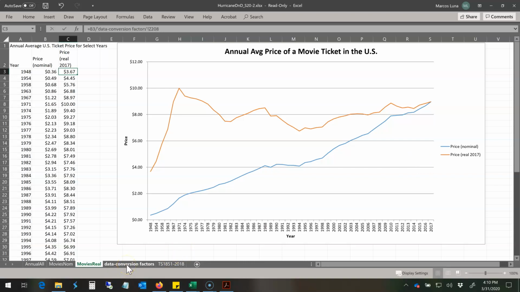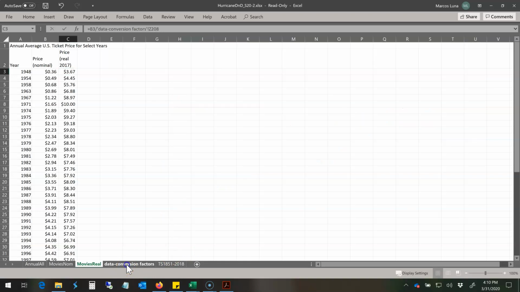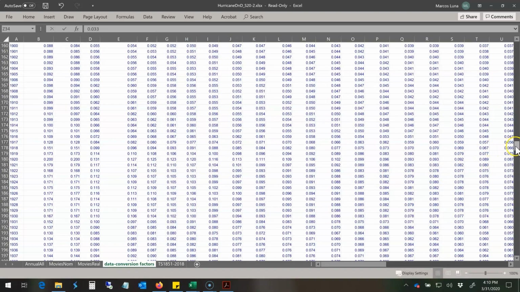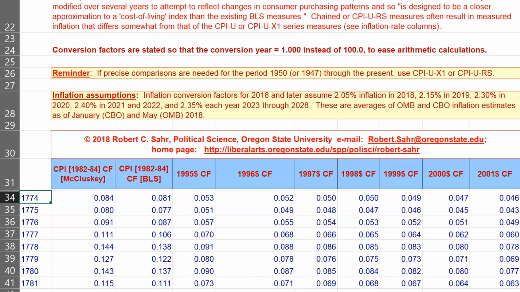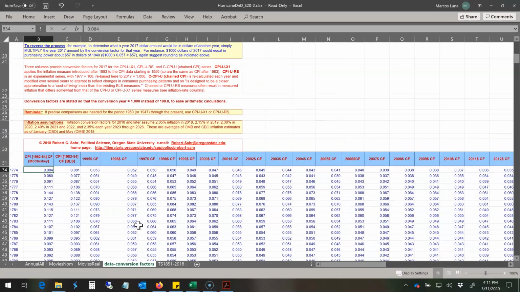The way you can do this conversion to adjust for inflation is to use conversion factors. In the data conversion factors sheet at the bottom of your workbook, you'll see these tables, which come from government calculations of the Consumer Price Index. The way it works is relatively simple. In the first column you'll see 1774, which literally means the year 1774. And in the B column, you'll see the conversion factor. That value means that over the period 1982 to 1984, which is what this is looking at, 8 cents in 1774 is the equivalent of what a dollar would be today, or in that time period.